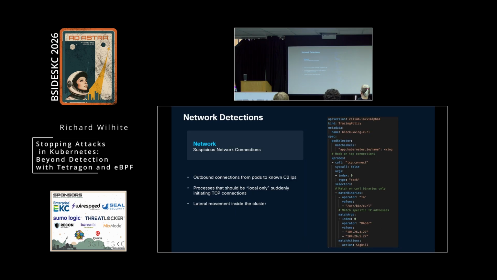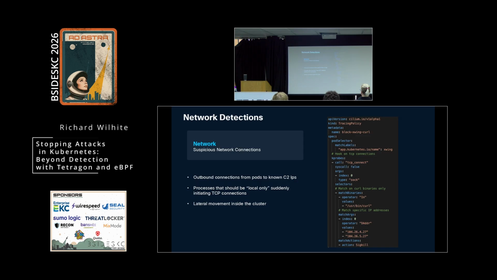Finally, we've got the network, suspicious network connections. These are outbound connections from pods to known command and control infrastructure, processes that should be local only that suddenly initiate outbound TCP connections, or lateral movement inside the cluster, pods that shouldn't be talking to other pods.